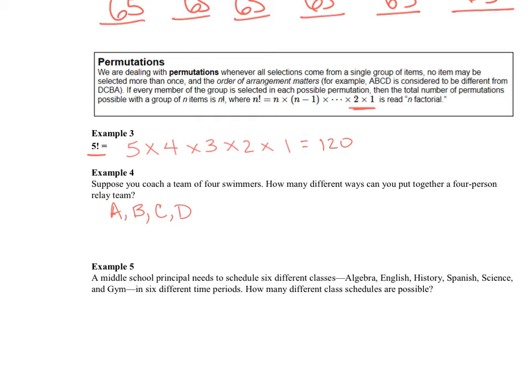That would be totally different if Danielle swam back, Crystal swam the butterfly, Beth swam the breast, and Amy swam the free. Which would be different if Amy swam back, Crystal swam the butterfly, Danielle swam the breast, and Beth swam the free. So here we can see that these different combinations or these different permutations we're producing are all unique.